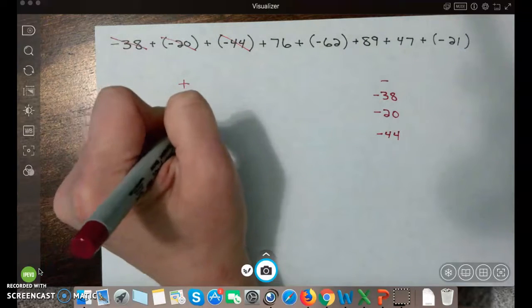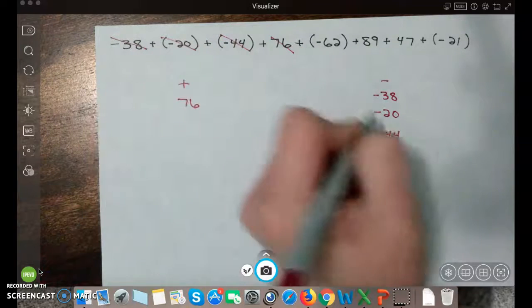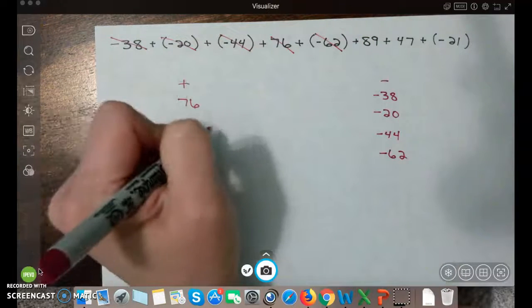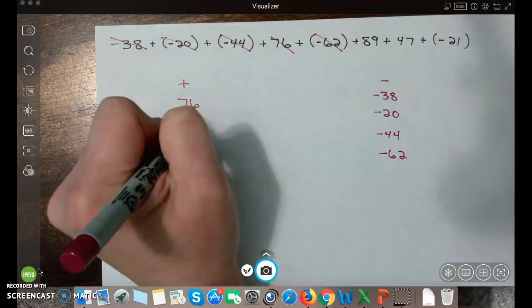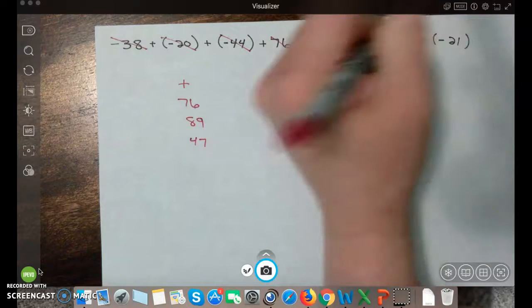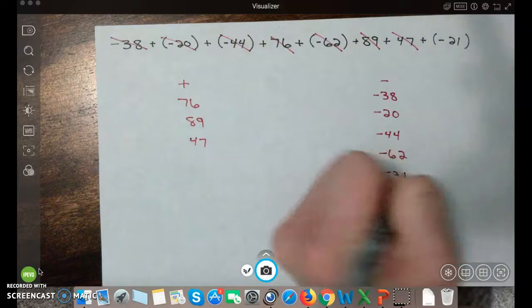76, there's our first positive number. 62 is going to go under our negative pile. 89, that one's positive. 47 is positive. And then 21 is negative.